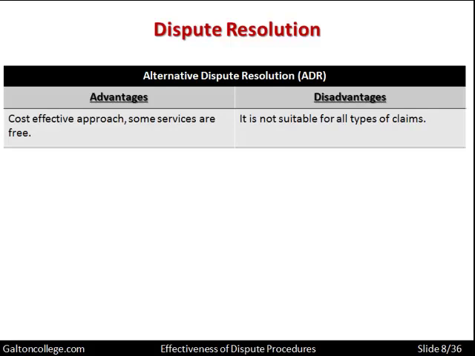So, alternative dispute resolution can be a cost-effective approach. Some services are free. So, in other words, it's looking to outside agencies, it's looking to government agencies or perhaps agencies which in the past have helped in bringing about solutions. So some of these services are free, and that's useful. It's useful for both the unions and the management. But more importantly, they may be effective. But they're not suitable for all types of claims.